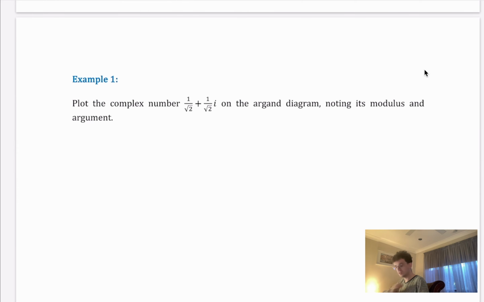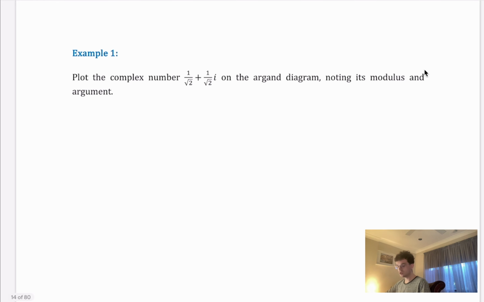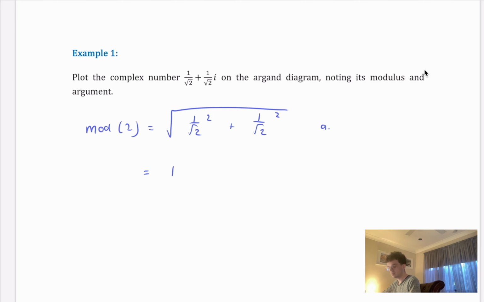So example number 1 asks us to plot the complex number 1 on root 2 plus 1 on root 2 i on the Argand diagram, noting its modulus and argument. If we call this complex number z, the modulus, mod z, is the square root of 1 on root 2 squared plus 1 on root 2 squared, which is equal to 1 if you type it into your calculator. The argument of z is tan inverse of 1 on root 2 over 1 on root 2, which is just 1, and tan inverse of 1 is pi on 4.